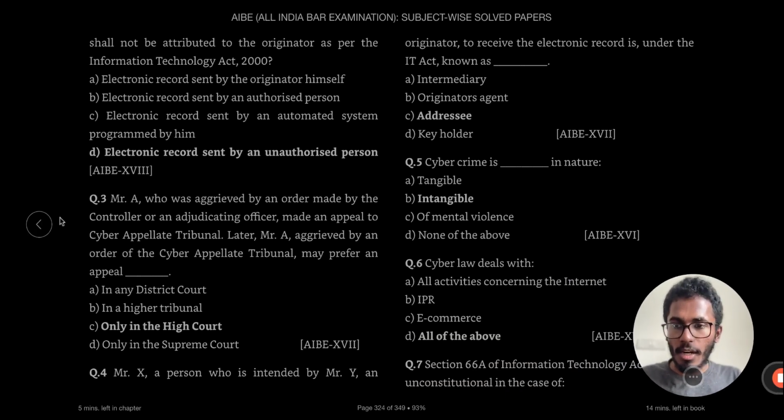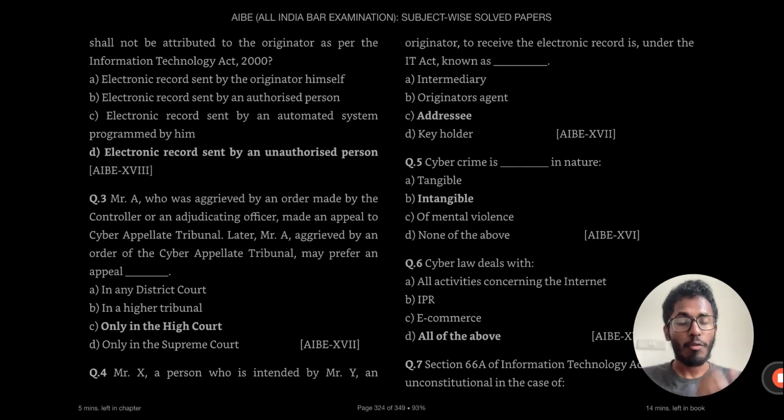Now, let me quickly go to the third question. Mr. A, who was aggrieved by an order made by the controller or an adjudicating officer, made an appeal to the Cyber Appellate Tribunal. Later, Mr. A, aggrieved by the order of the Cyber Appellate Tribunal, may prefer an appeal to the High Court. If you're not satisfied with the Cyber Appellate Tribunal's decisions, then you can go to the High Court.